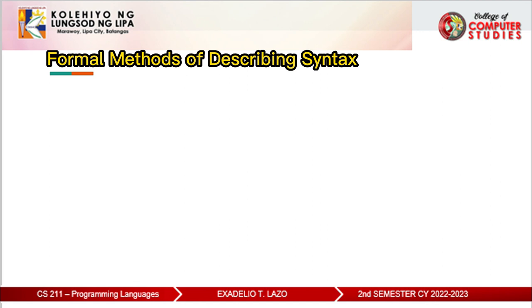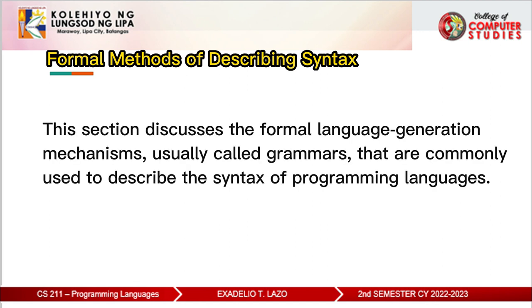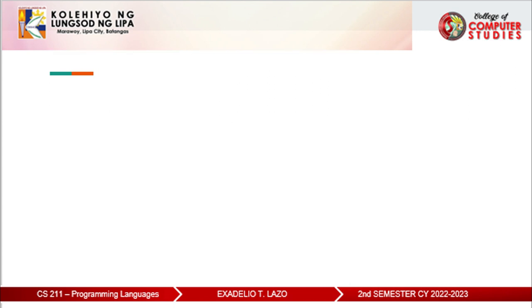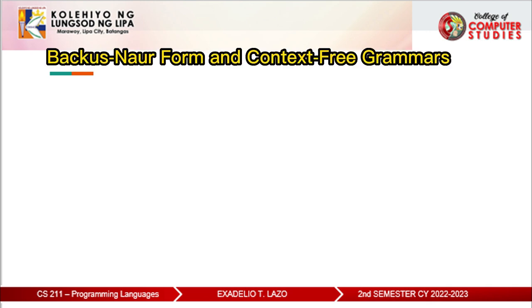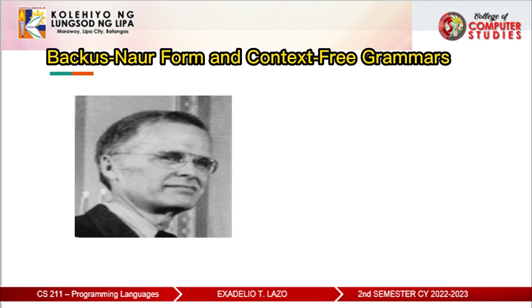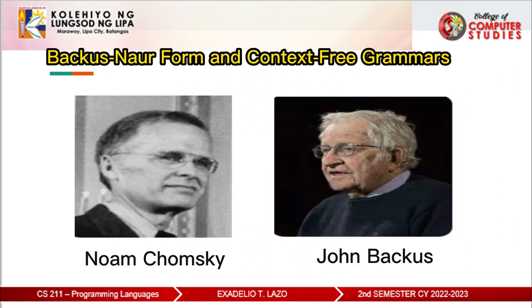This section discusses the formal language generation mechanisms, usually called grammars, that are commonly used to describe the syntax of programming languages. In the middle to late 1950s, two men, Noam Chomsky and John Backus, in unrelated research efforts, developed the same syntax description formalism, which subsequently became the most widely used method for programming language syntax.